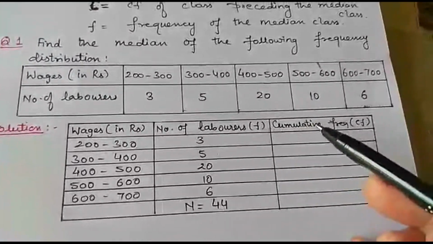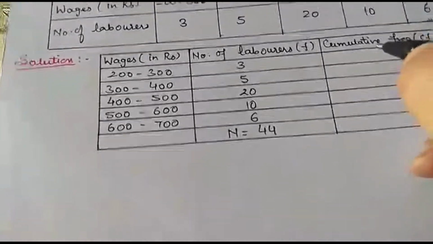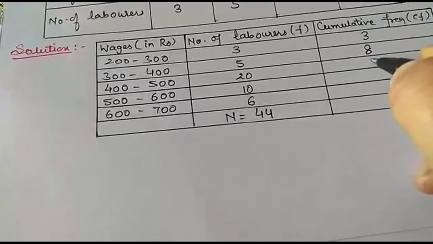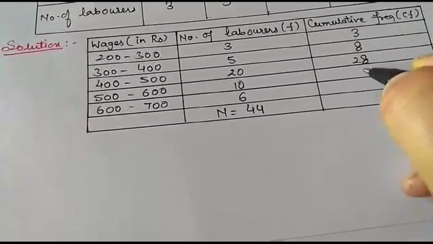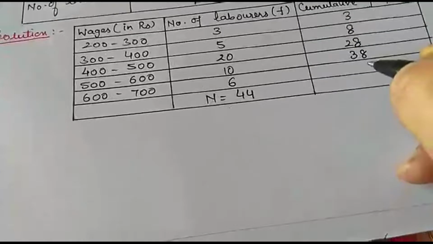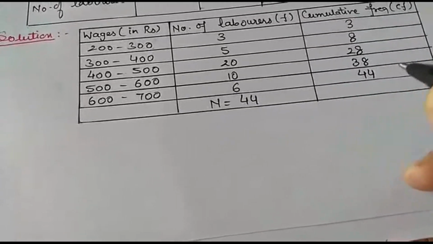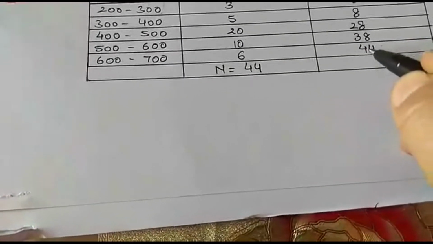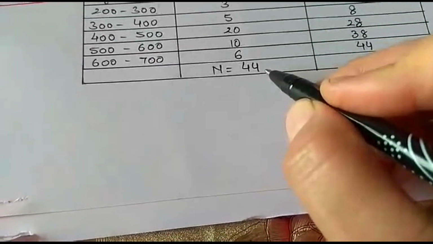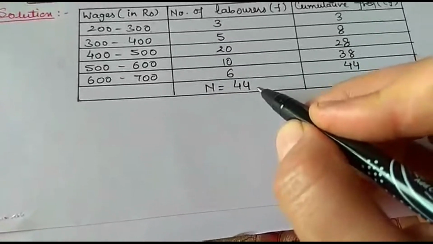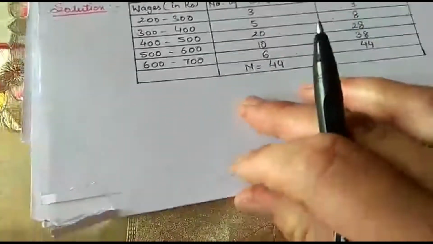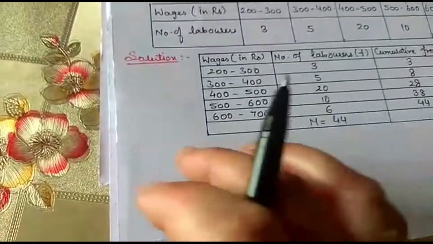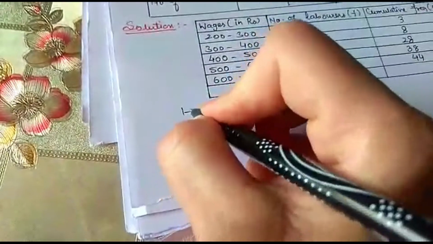Now we will prepare the cumulative frequency distribution. So first is 3 plus 5, 8, plus 20, 28, 28 plus next is 10, 38, and 38 plus 6 is 44. So if your calculations are correct, your last entry, that is 44, will be the same as the number of laborers or frequency involved in your question. Okay. So next, how to find the median using this formula.